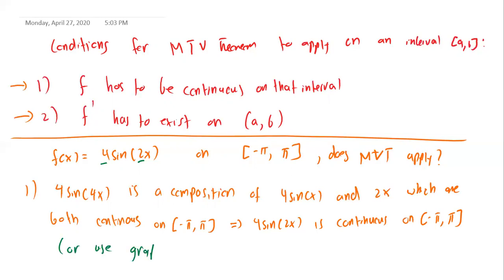I think students said that they were more comfortable with the algebraic, which is this. You have a composition of continuous functions. If they're both continuous, the composition is continuous. Or use graph transformations. Okay. So I think most people were okay with this.